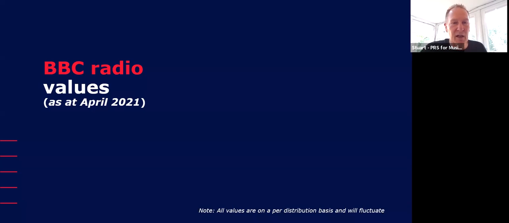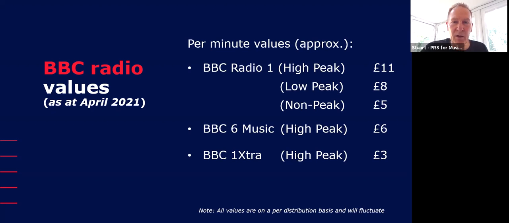Okay, so that's that. So I've talked about what you need to do about registering your works. Now, probably the most important bit, how much am I going to get paid? So this is just to give you a taste of it, really. So Radio 1, as you can see, out of the ones that I've demonstrated on this slide, receives a little bit more than 6 Music or 1 Extra, because it's all based, to a certain extent, on how many people are listening. So what are the audience sizes?